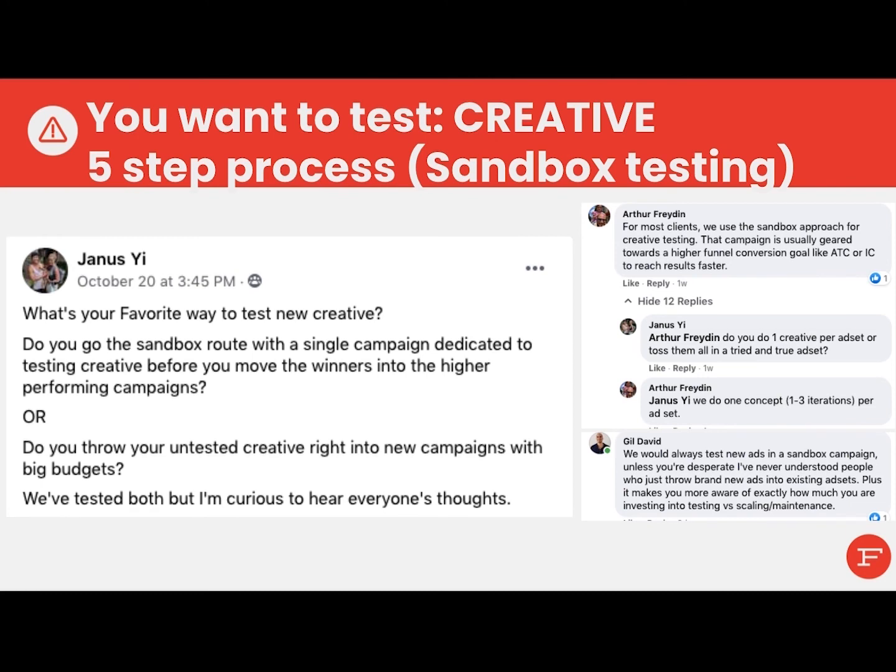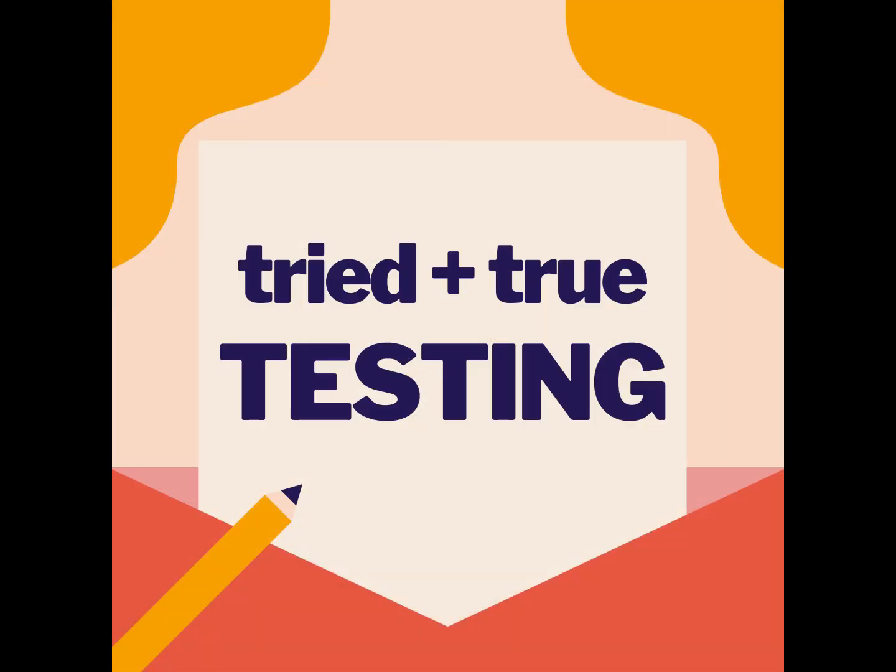Gil makes a good point, which is saying in the bottom there, we always test new ads in a sandbox campaign. I've never understood people who throw brand new ads into existing ad sets. So sometimes that sandbox campaign is really important from a framework standpoint because it's separate. It's not competing with what you're already doing, and it runs on its own. So that's important to mention too.